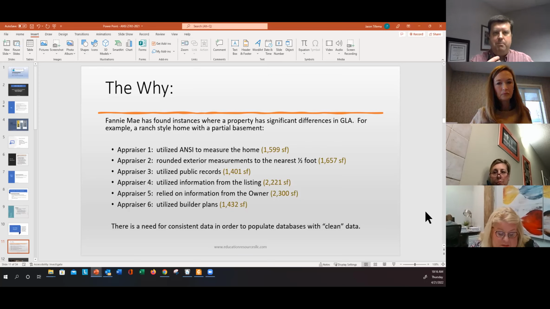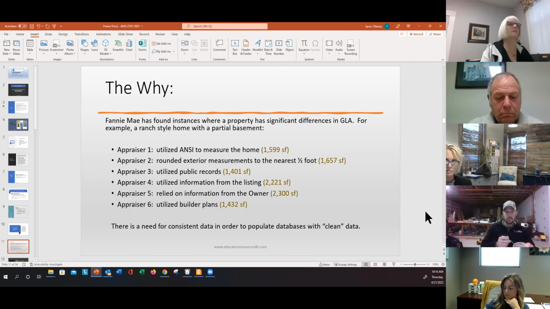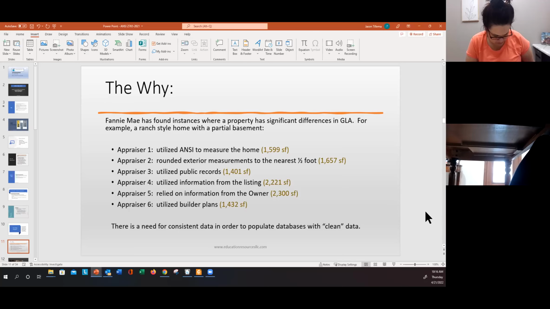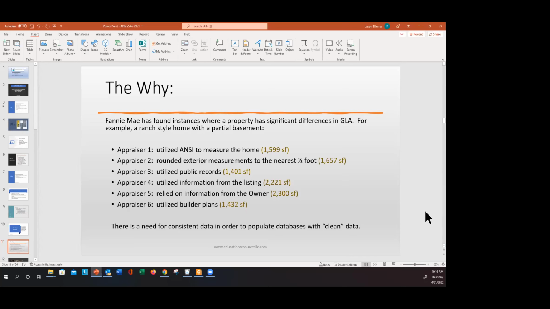So by moving towards a standard, in the case I'm showing here, all 6 appraisers should probably be close to that 1,600 square feet, because they're all going to be using the ANSI standard at that point. We're no longer going to be relying on public records information. The listing may have included the basement. Homeowners are a lot of times just taking a wild guess, and they're always going to include that finished basement because they live down there at times. So that's a big reason why Fannie Mae is moving towards this standard. We've got to clean up all this data.